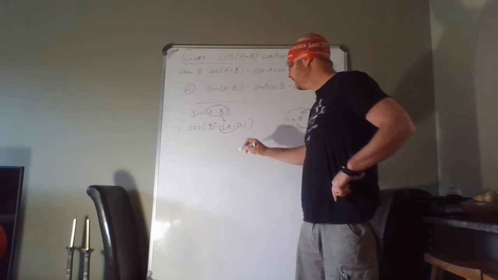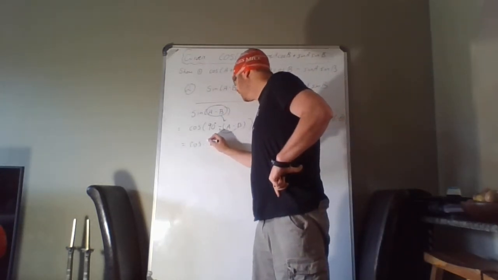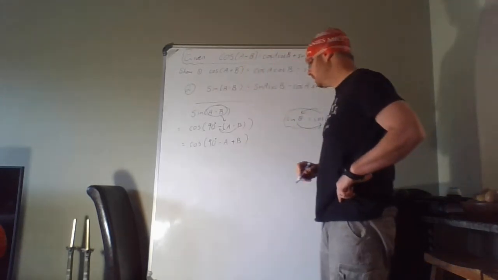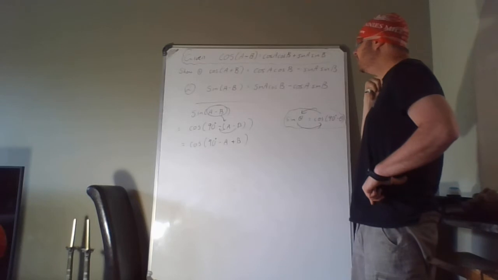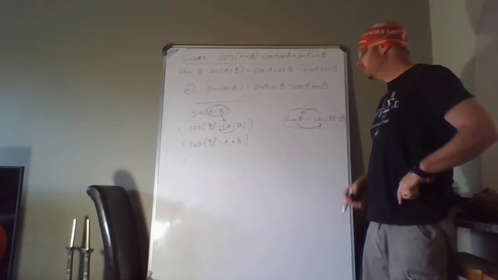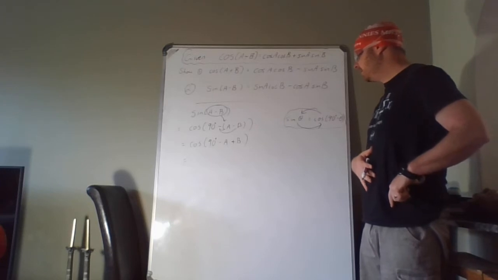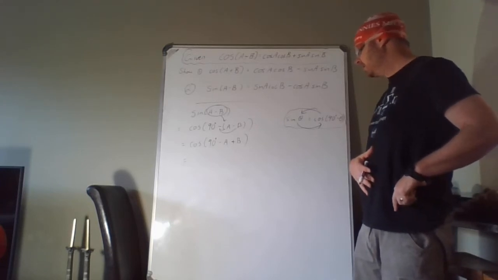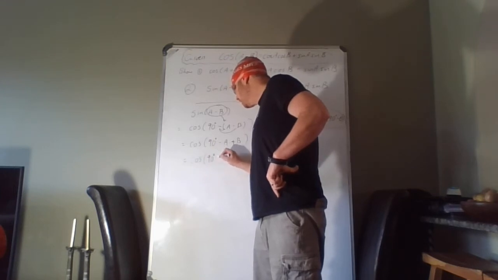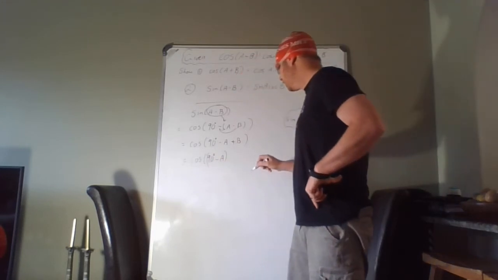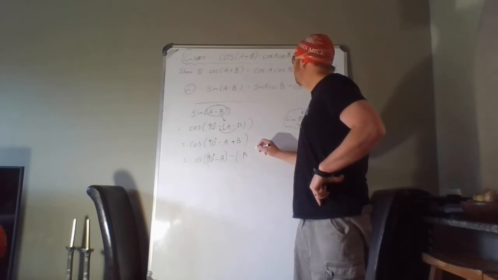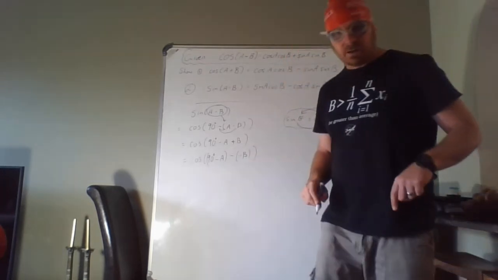If I now distribute the negative, I get cos of 90 minus a plus b. Okay, so cos of 90 minus a plus b. So sine of a minus b is the same thing as cos of 90 minus a minus b, which is cos of 90 minus a plus b. And I could do this, I could put a bracket here. And so that's the same thing as cos of 90 minus a, minus b. Okay, try from there.